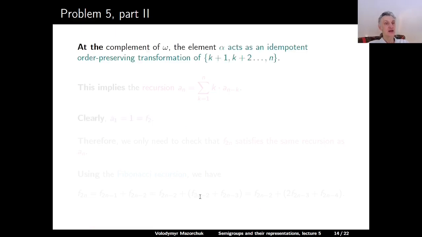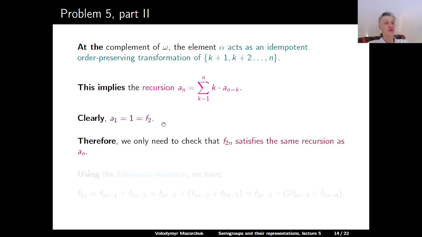And on the complement of omega, alpha acts as an idempotent order-preserving transformation of the set k plus 1, k plus 2, and so on, all the way up to n. And this implies that our number A_n, the number of idempotents in O_n, satisfies the following recursion: A_n is equal to the sum over all k from 1 to n of k times A_{n-k}. And clearly A_1 is equal to 1 and is equal to F_2.